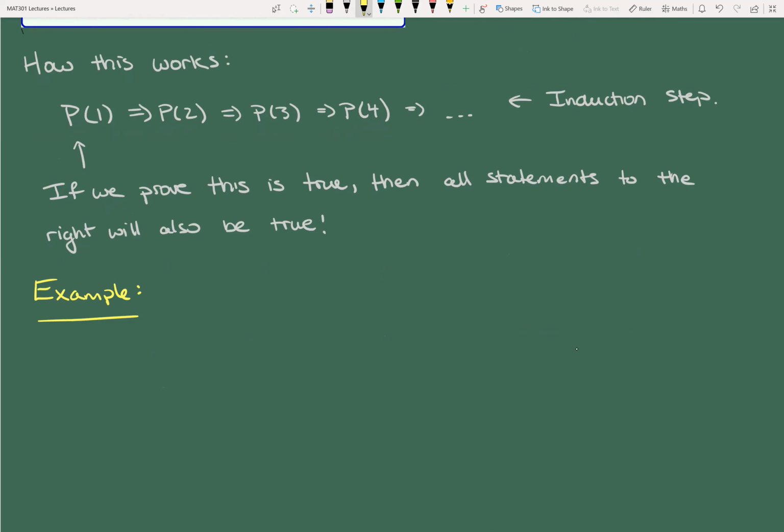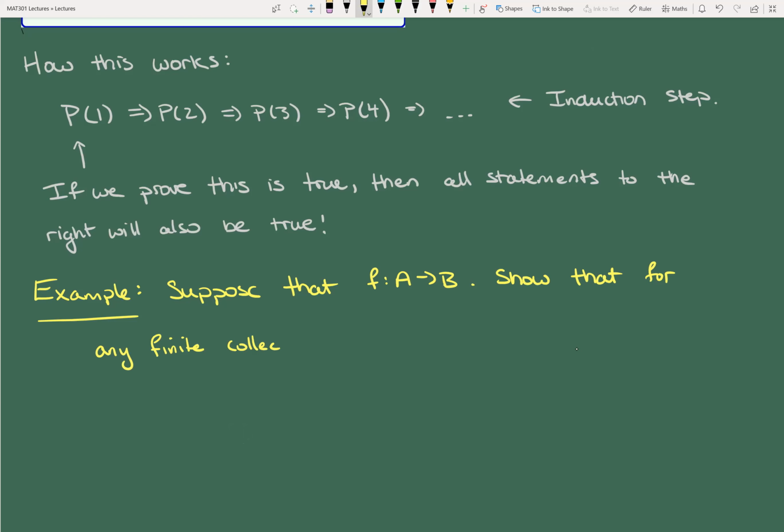All right, so let's say, suppose that f is a map from A to B. Show that for any collection, maybe we'll say finite collection, of sets A1, ..., An, the following is true. Oh, let's do union.